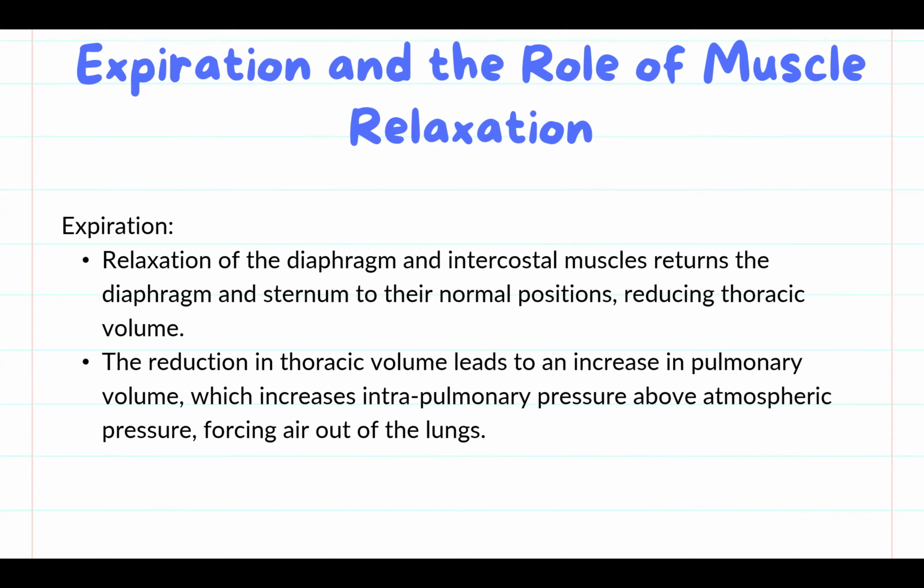Expiration and the role of muscle relaxation. The relaxation of the diaphragm and intercostal muscles returns the diaphragm, ribs and sternum to the normal position. This reduces the thoracic volume. The reduction in thoracic volume leads to a decrease in pulmonary volume, which increases the intrapulmonary pressure above atmospheric pressure, forcing air out of the lungs.